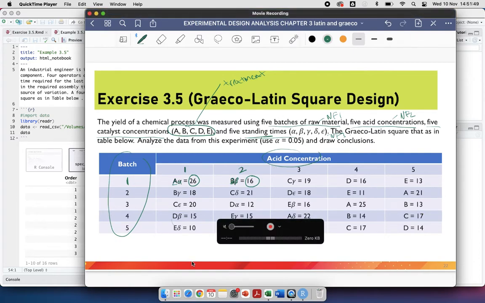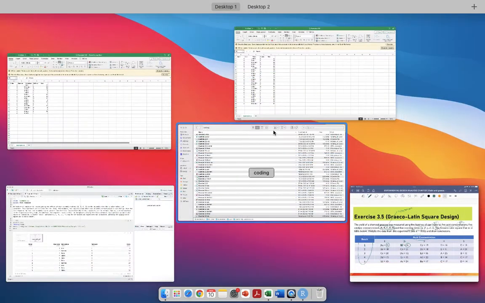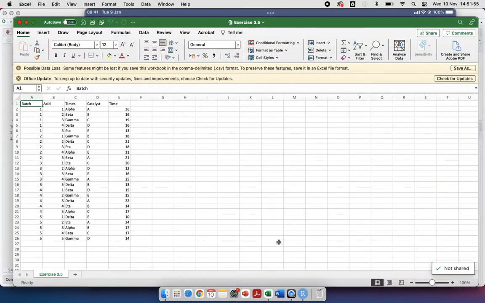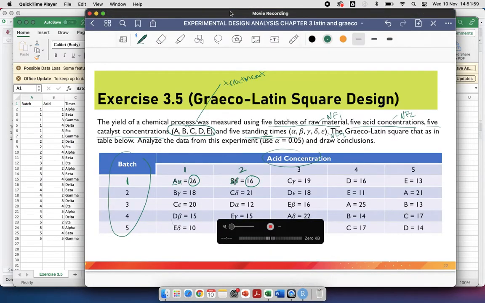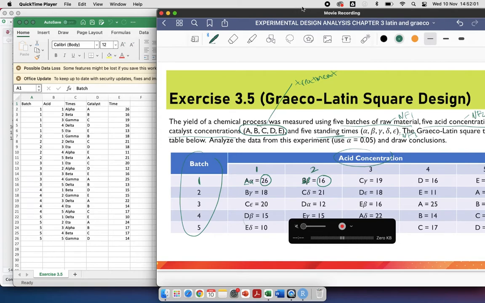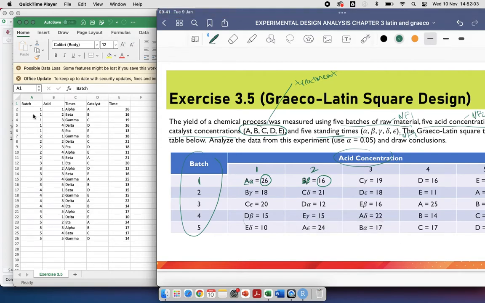Kita masukkan data dalam Excel. Okay, like this. Ini kita punya data tadi dan ini saya masukkan dalam Excel. Alright, so make sure you masukkan betul-betul. Batch pertama dulu, lepas tu batch kedua, batch ketiga, batch keempat, batch kelima. Ini adalah row. Lepas tu kita masukkan acid, acid row pertama, kolom pertama, kedua, ketiga, keempat.